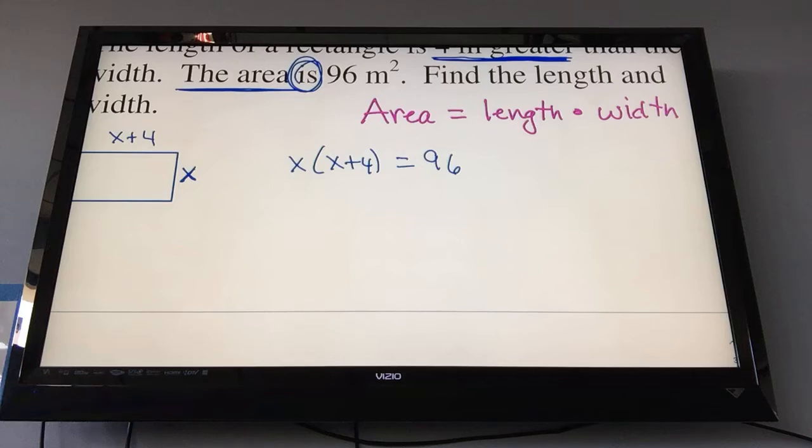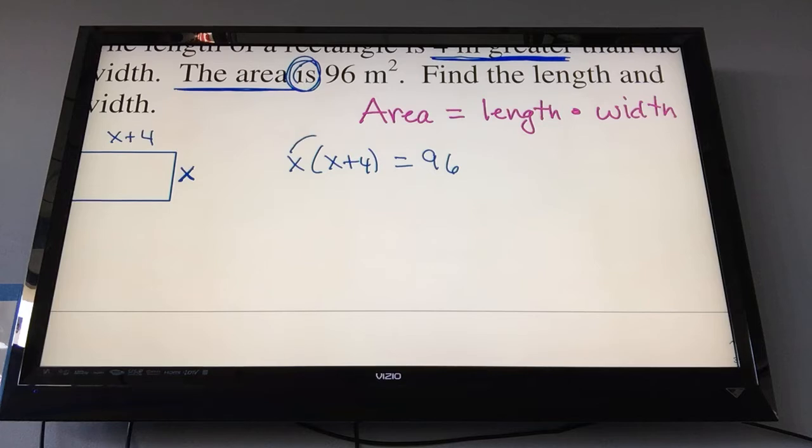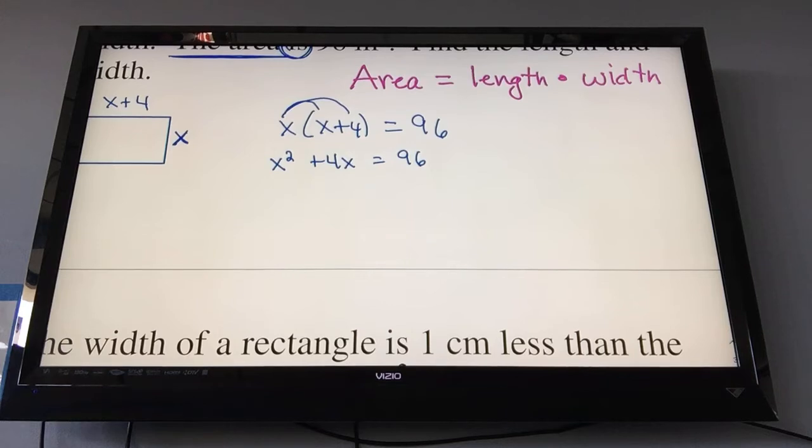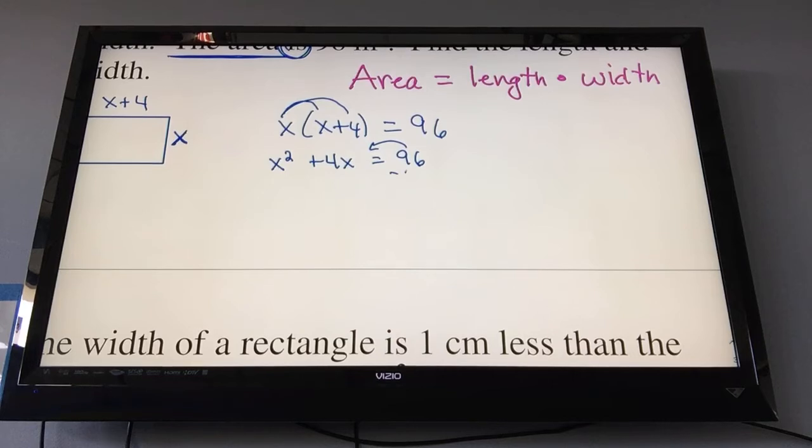Now this one's a little different because it's not equal to 0. So we have to do 2 things. We have to distribute, and I'll do it in the next step. I'll do it in 2. We could probably do it in 1. You guys are good enough to do that, but I'll do it in 2. Then bring over the 96. But we could have done that all together. So with that, we can make it equal to 0.